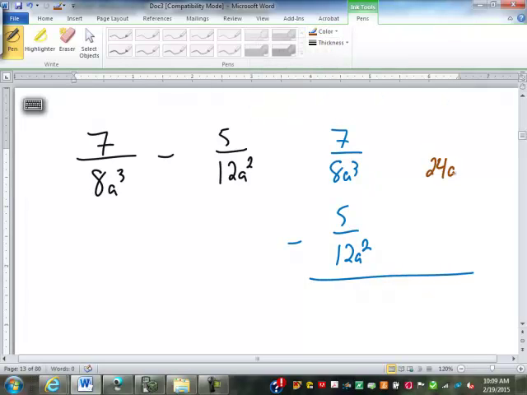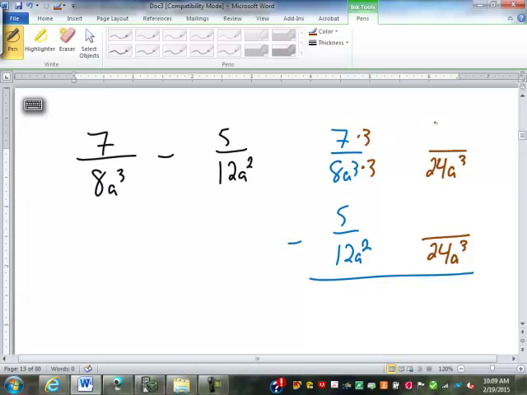Are we subtracting? I didn't realize you were subtracting. Okay. What do we have to multiply this by to turn it into a 24 a to the third? Well, to change the 8 into 24, we multiply by 3. It's already a to the third, so we don't have to do anything with that.